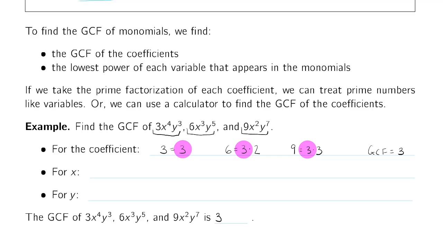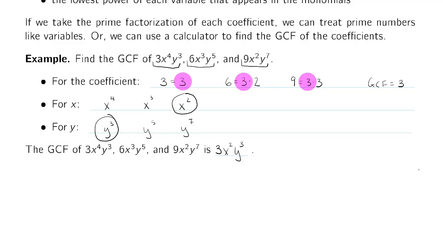For x, we have an x to the fourth, x to the third, and x squared. X squared is the smallest power, so our GCF will have an x squared. For y, we have a y to the third, a y to the fifth, and a y to the seventh. The smallest power is y to the third, so we have a y to the third. 3x squared, y to the third.